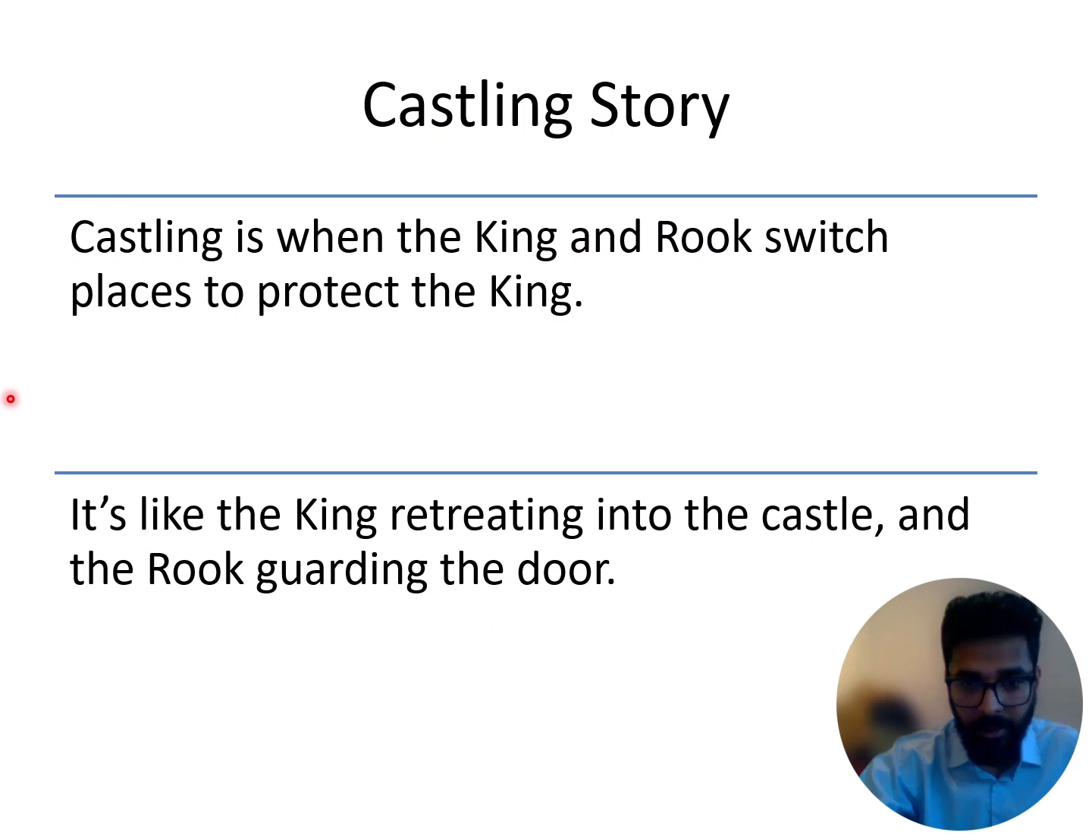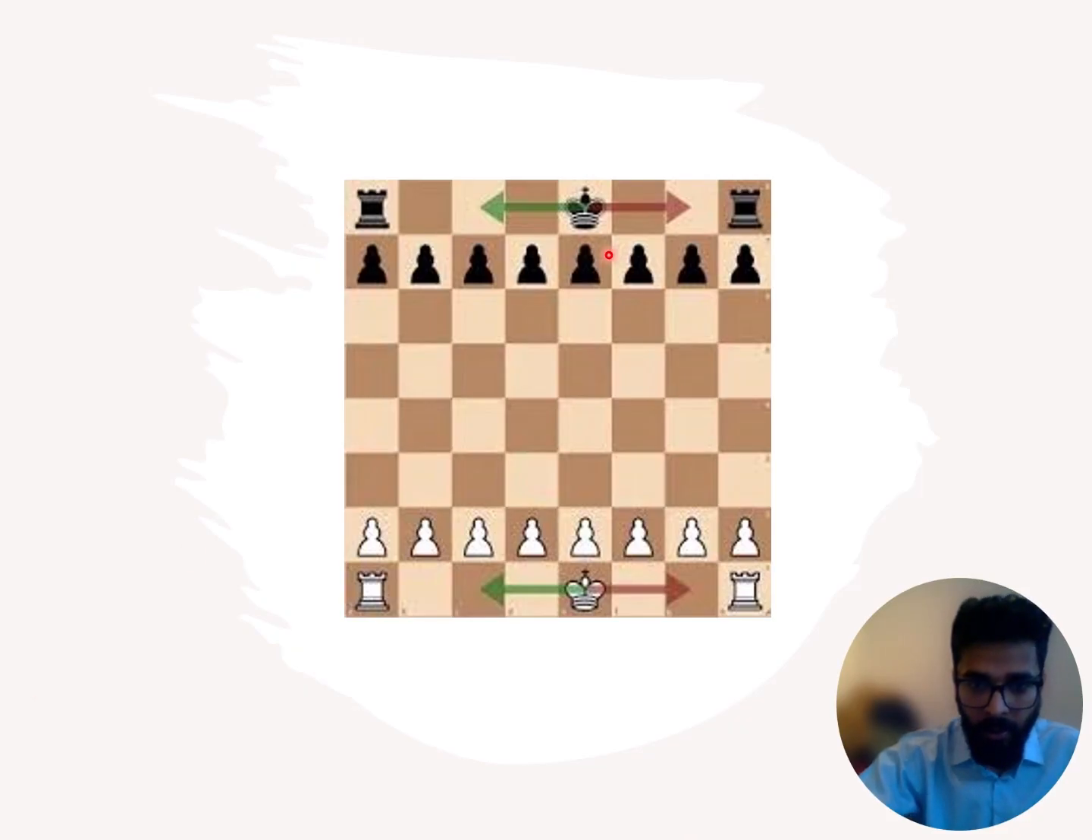Then castling is where the king and rook exchange their position. Castling is when the king and rook switch places to protect the king. It is like the king retreating into the castle and the rook guarding the door. Here is an example to remember it. Over here there is castling for black and for white.